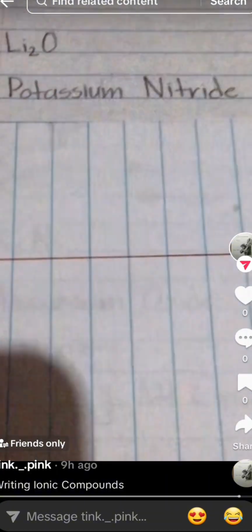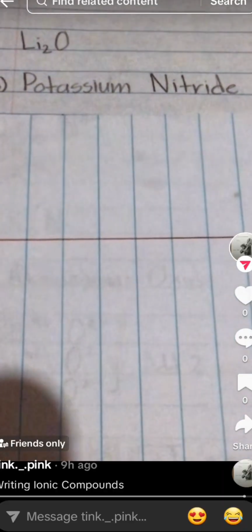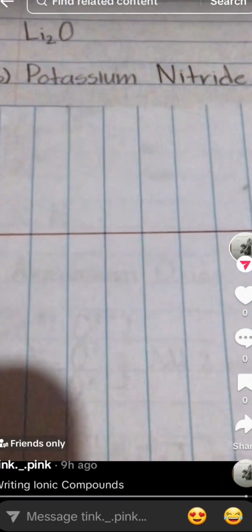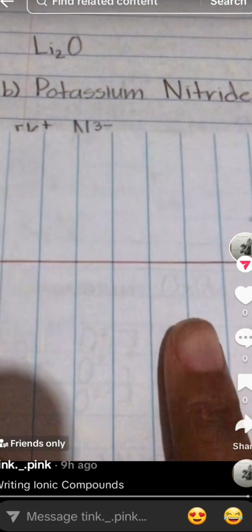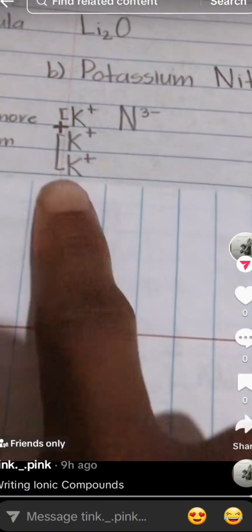So now it can be called potassium nitride. And did you notice how these don't have prefixes? Yeah. Ionic compounds do not have prefixes, because, like I just showed you, they need to be balanced out.